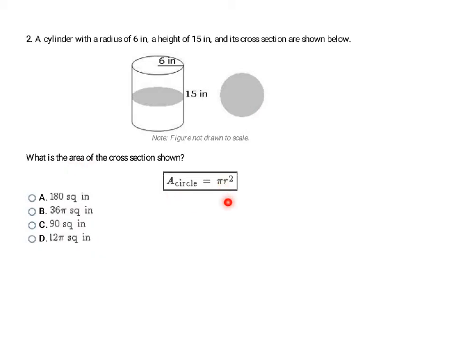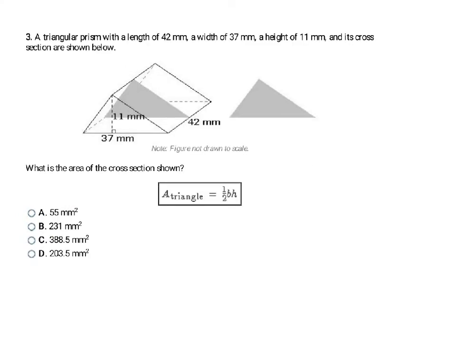The area is pi r squared, so that means I'm going to take pi times the radius squared. They tell us the radius is 6 inches, so it's going to be pi times 6 squared. Now remember, this isn't 6 times 2, it's 6 squared. So 6 times 6 is 36, and that's going to have a pi times it. It doesn't tell us to use 3.14, and 36 pi is an answer, so that's going to be my final answer, letter B.